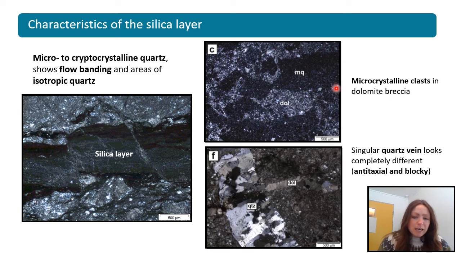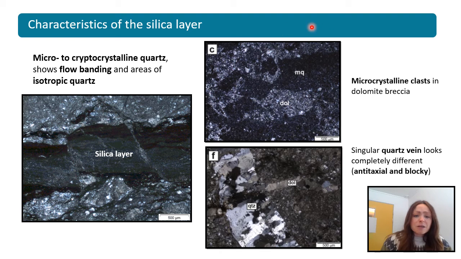When we look at the silica layer in thin section, we see that it's microcrystalline to cryptocrystalline quartz. The edges of the layer are darker and have isotropic quartz, suggesting that they're finer grained than the core of the layer. And the layer displays a wispy texture that we see in the image here, which we interpret as flow banding.